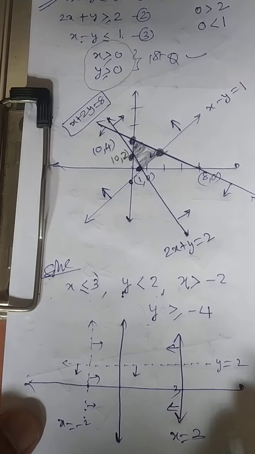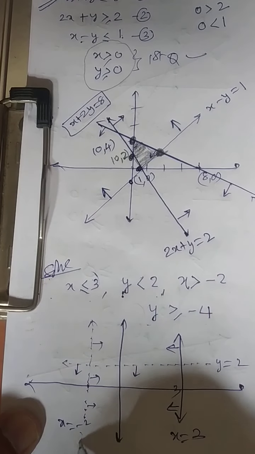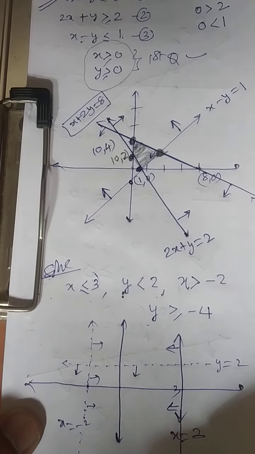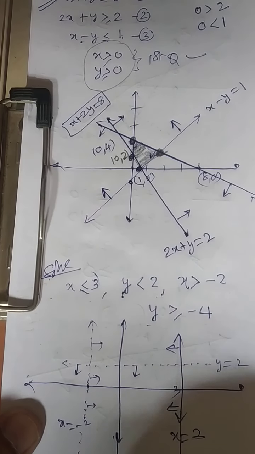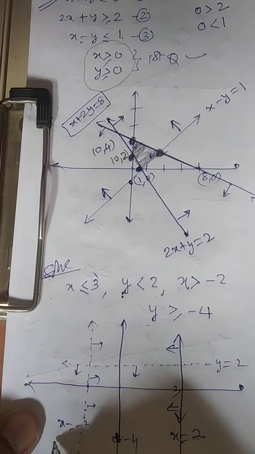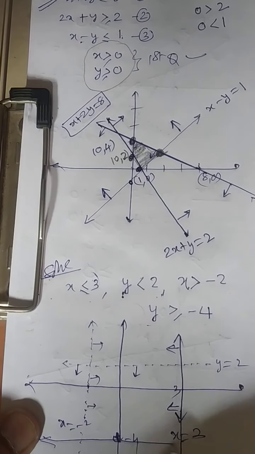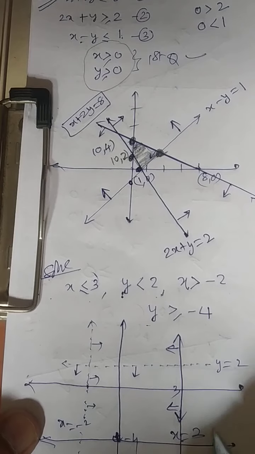Now y is greater than or equal to minus 4. So this line will continue over here. This straight line will also continue. Here it is. Y will be equal to minus 4. Here minus 4 is there. This is the line, but it is a dark line. Y will be greater than minus 4. Upside of this one.